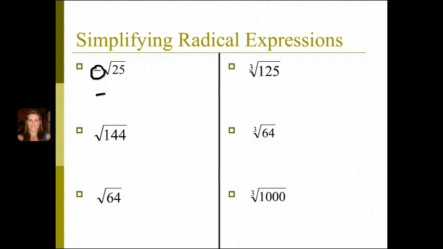Well, the square root of 25, if you do it in your calculator, you'll get the answer, is simply 5. We brought down our negative, so the answer is negative 5. In your calculator, if you do the square root of 144, you will see that that equals 12. The square root of 64 is 8.